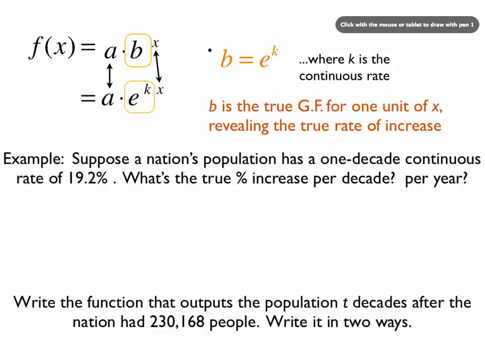So did you catch what's going on? Can you do this? So what's the true percent increase per decade? Is it going to be more or less or the same than 19.2? Should be more, right? Because the idea is we're applying continuous compounding to the continuous rate, and that gives us the true rate. Can you do it? And then from there, a review question, can you get the true percent rate per year? That's a review.